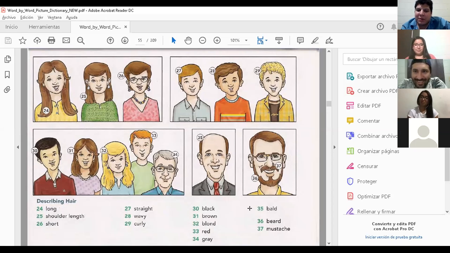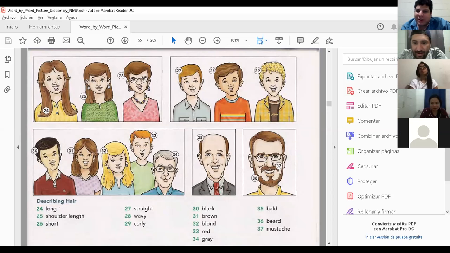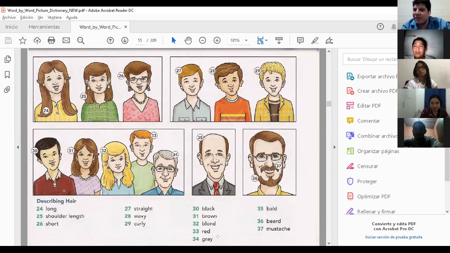And then we have, for example, how do you say cabello gris? Gray hair. Exactly. Gray hair. Canas? The same. Gray hair. All right.